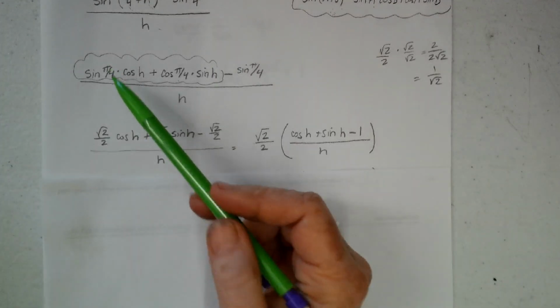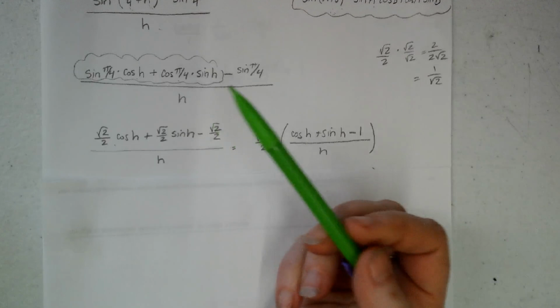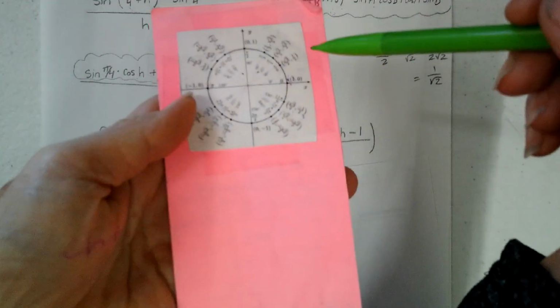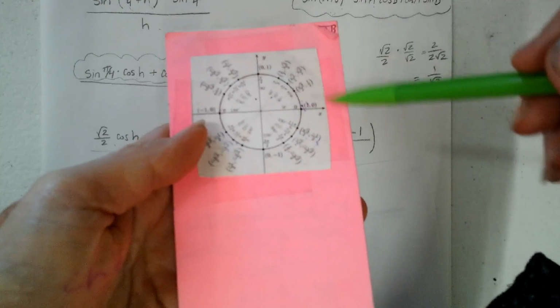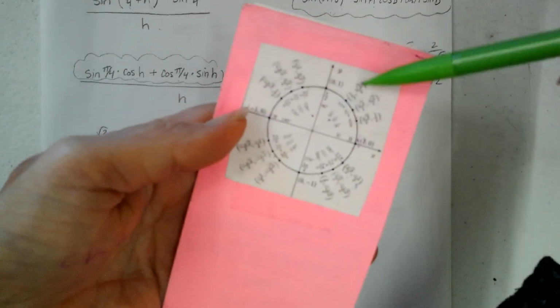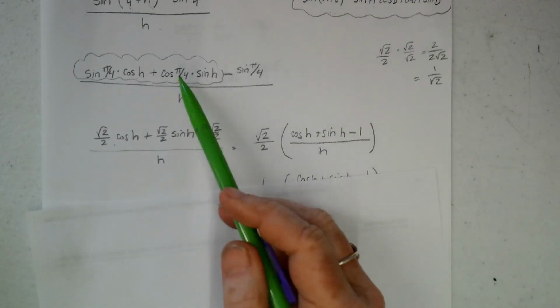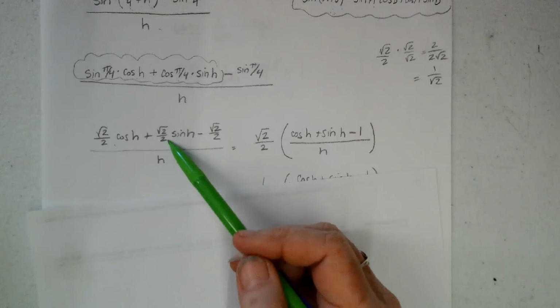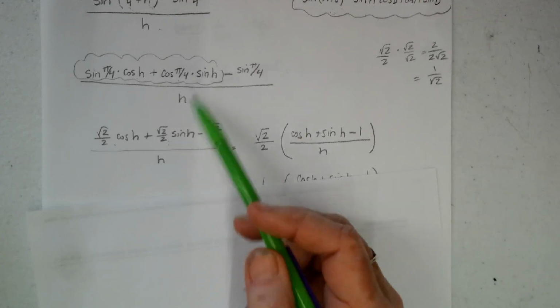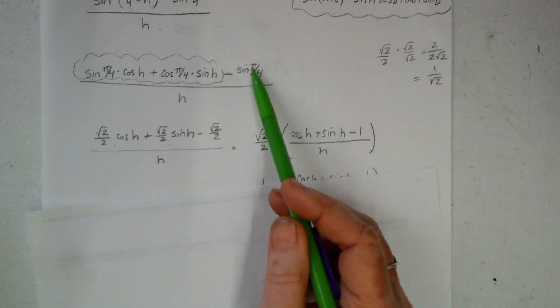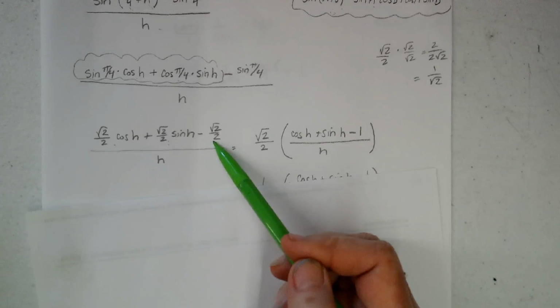I know sine of pi over 4 is root 2 over 2. You can look that up on your tiny unit circle, if you have one. Well, don't trust me, look it up if you don't know. And cosine of pi over 4 is also root 2 over 2. And then sine of pi over 4 is root 2 over 2.